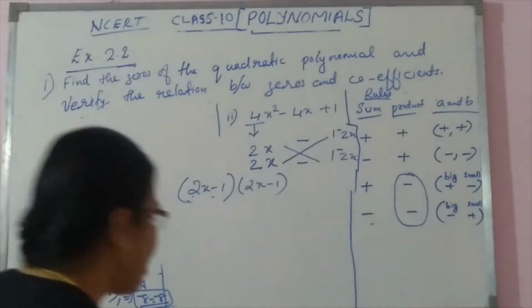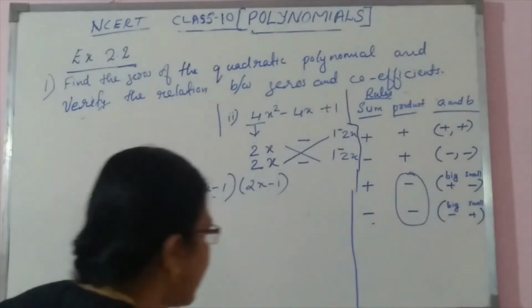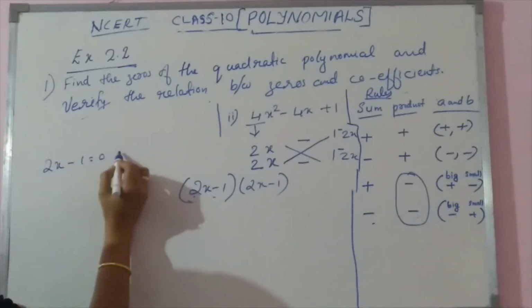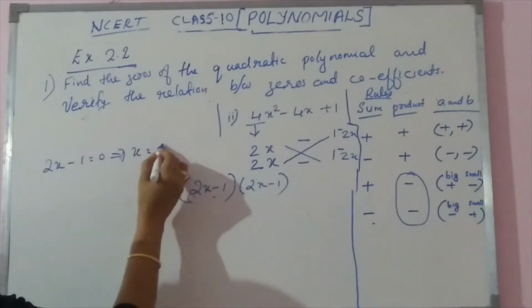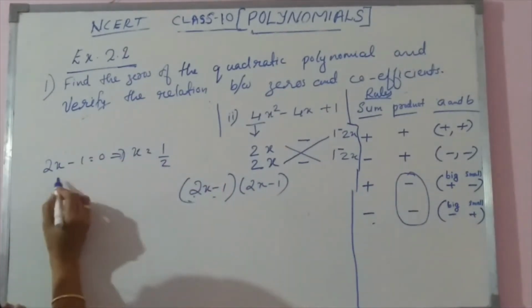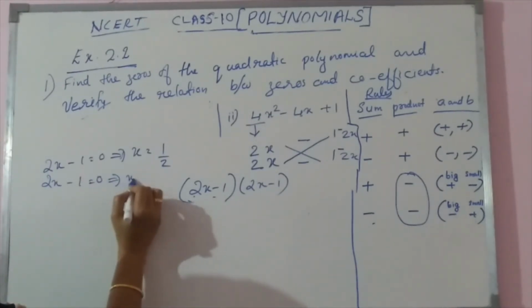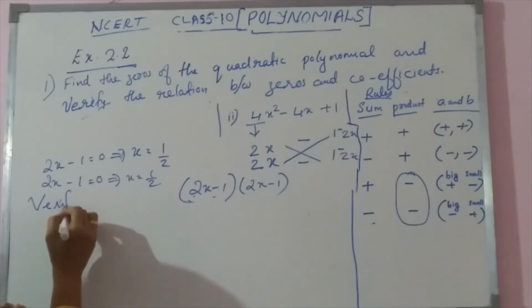So how to find out the zeros? Equate this to 0. Then you will get the zeros of the polynomial. Therefore 2x minus 1 is equal to 0. That implies x is equal to 1 by 2. You have to take that side and 2 while taking. Both are same zeros only. Therefore x is equal to 1 by 2 in this case also. Now we have to do verification.